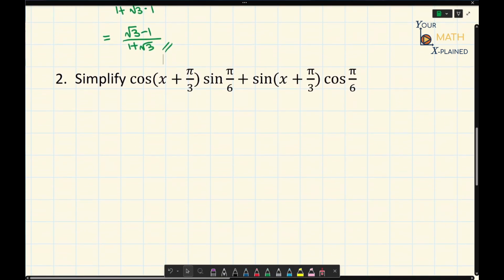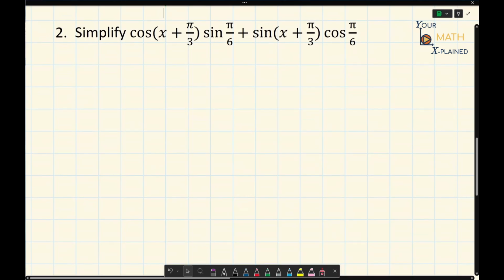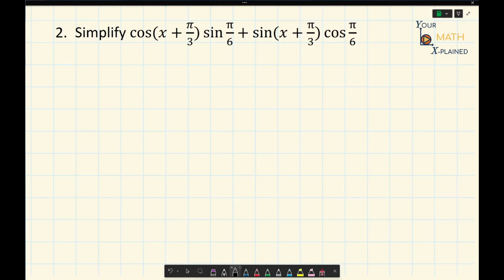And now for our next example, we have something that looks quite complicated. So we're actually going to take a moment here and not just jump blindly into this. Because if we jumped blindly into this, we would think that, oh, we have a cosine of two angles added together here. So we're going to use our identity and split this up.